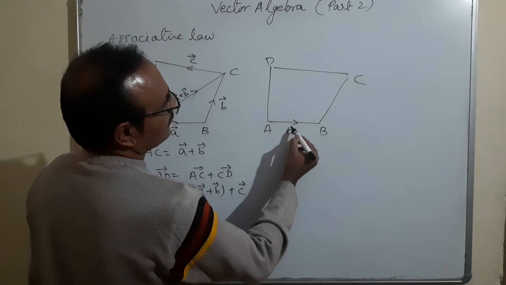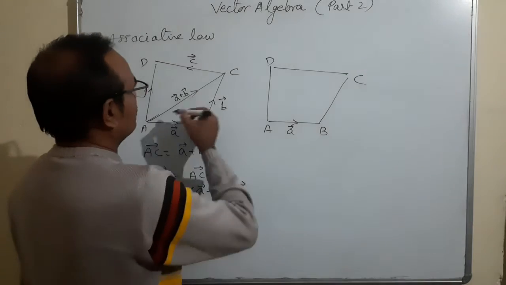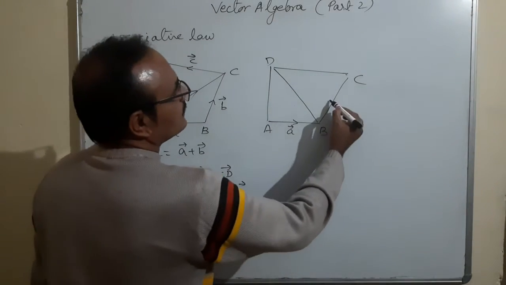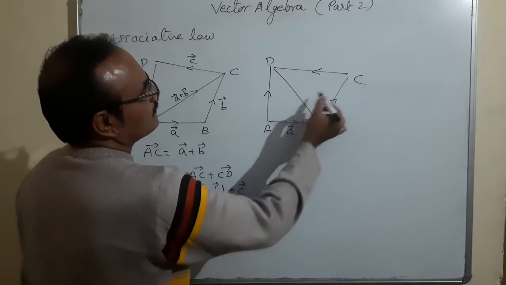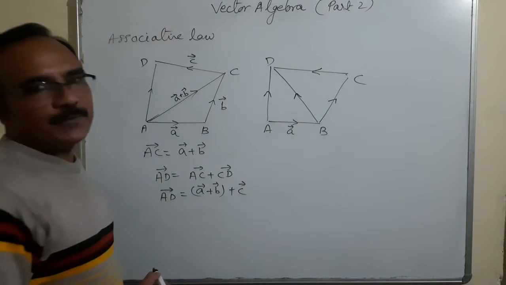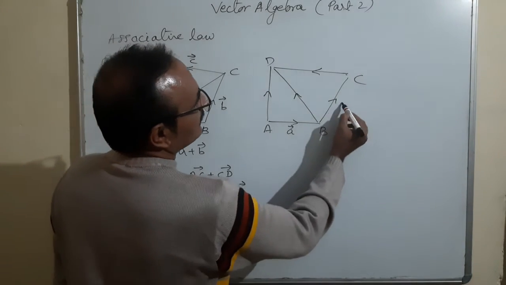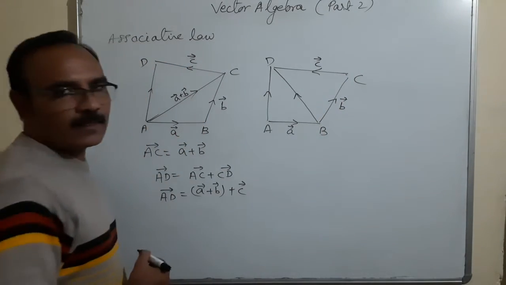AB is vector A, and here I am going to join it, not like this, I am joining like this. So BC, then CD. Same thing here, the arrow is the same way. Here what happened: AB is vector A, BC is vector B, and CD is vector C.